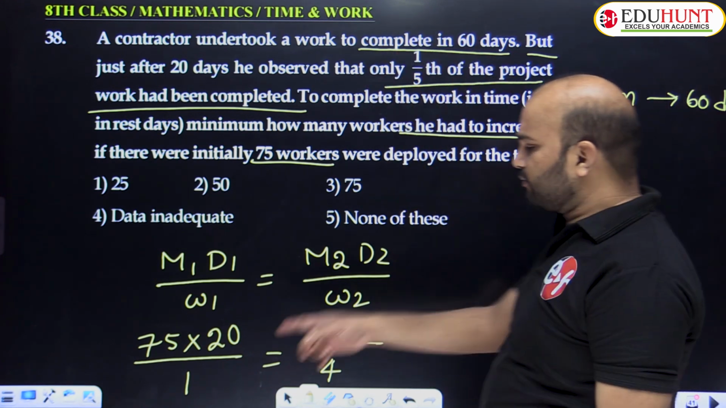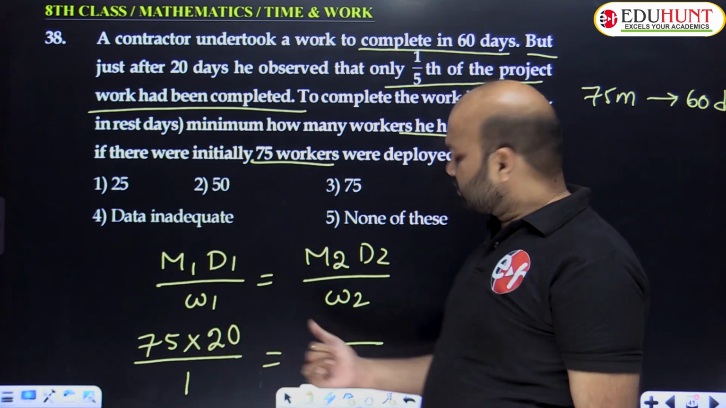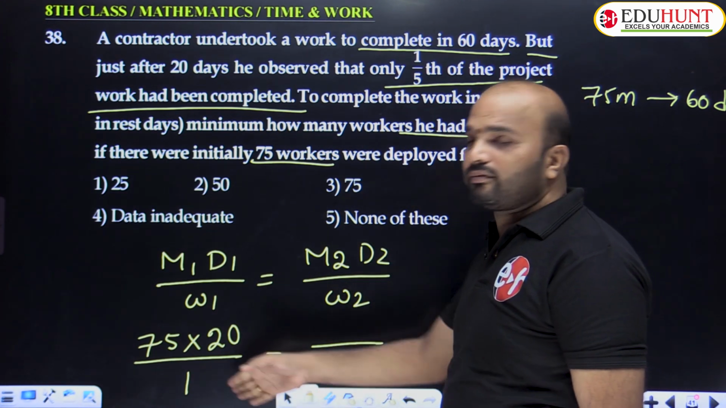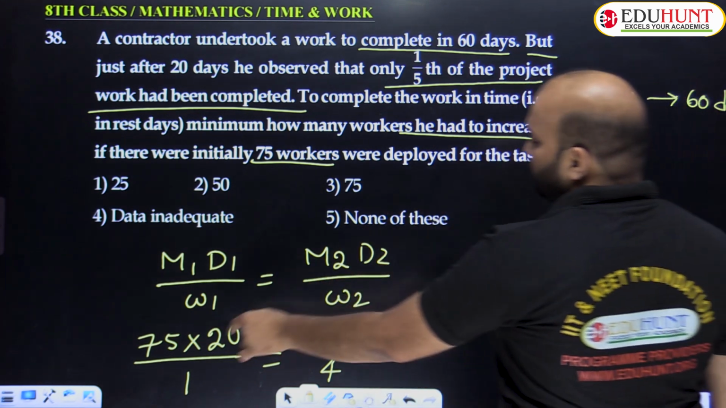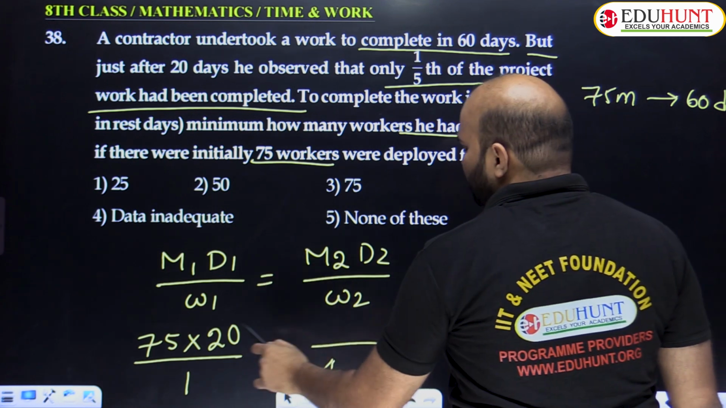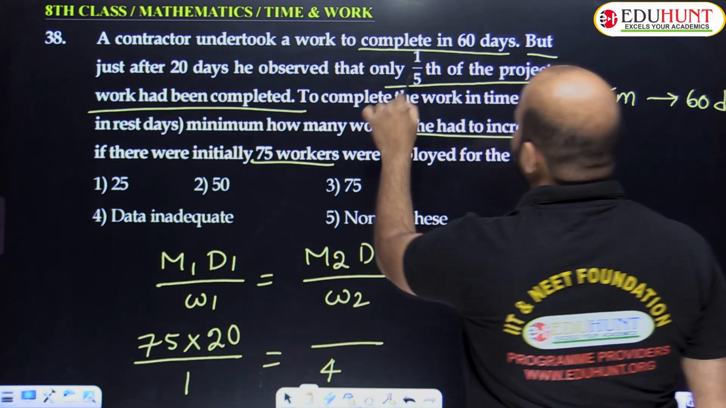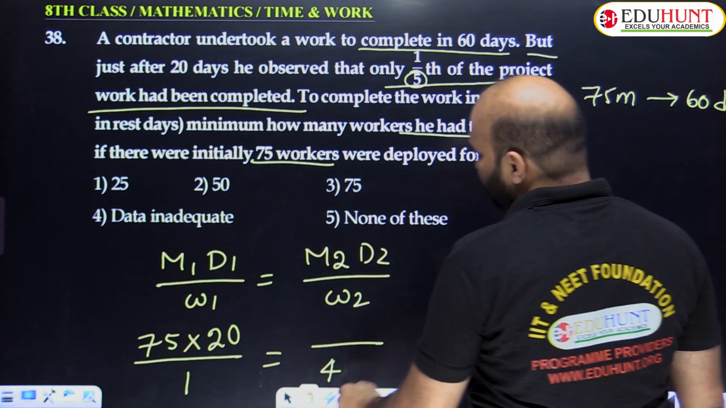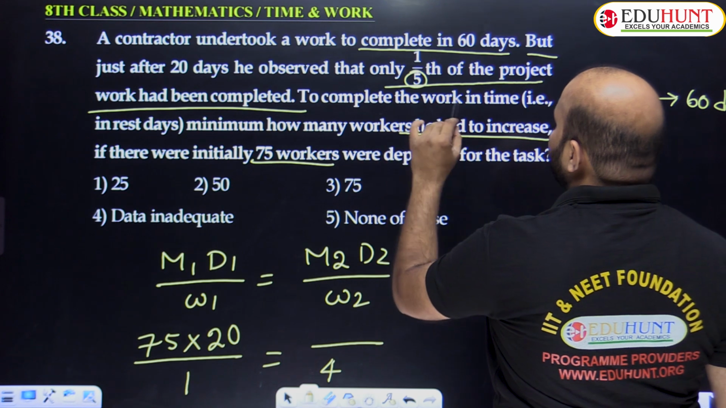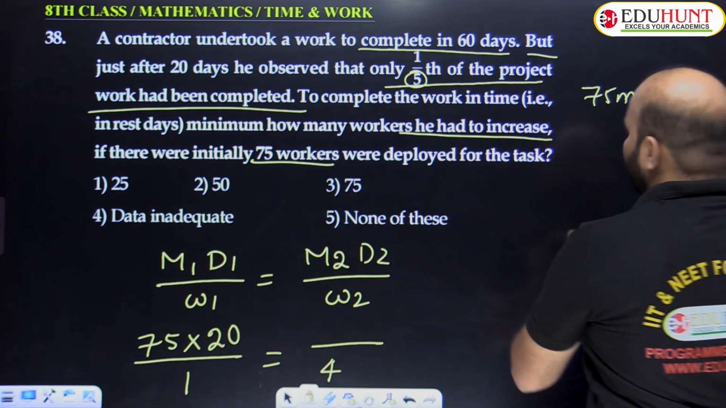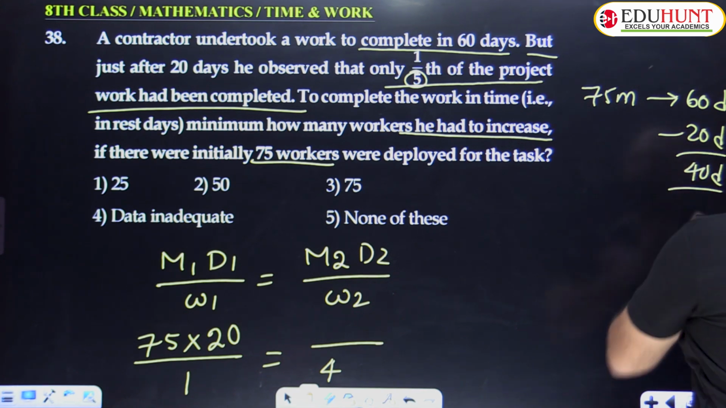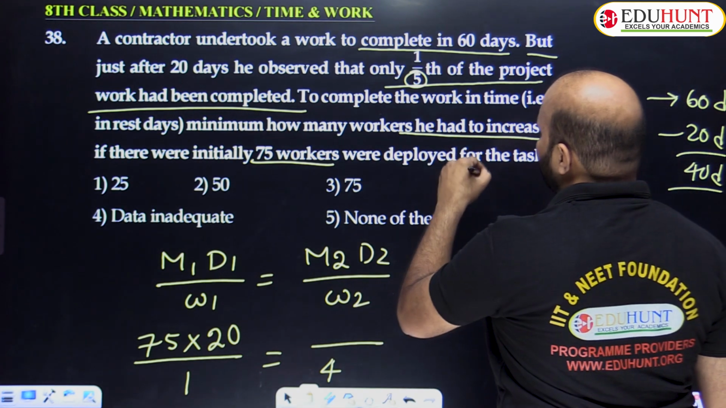Or you can take 1/5 of the work the first time as W1, and 4/5 of the work on the right side as W2. The 5s cancel, so it is a 1:4 ratio. Am I clear? So 75 men engaged for 20 days completed one part out of 5 parts. The remaining 4 parts are left, that is W2. But what I am asking is to complete the work in time, which means 60 minus 20 days, that means 40 days left. So the work should be completed within the time.